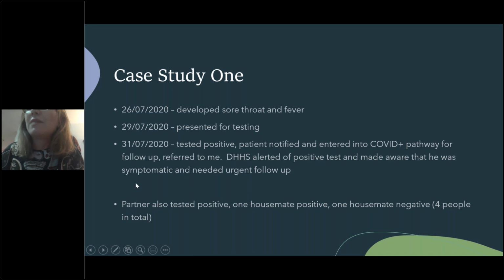The DHS were alerted of the positive test, and interestingly, it wasn't actually me who rang the Department of Health, it was a nurse, and when he rang the patient, he felt the patient was quite unwell. So he said to the Department of Health, this person's fairly urgent to follow up, because he knew that he was living with three other housemates. So of the housemates, his intimate partner also tested positive. Of the other couple, one was positive and one was negative.